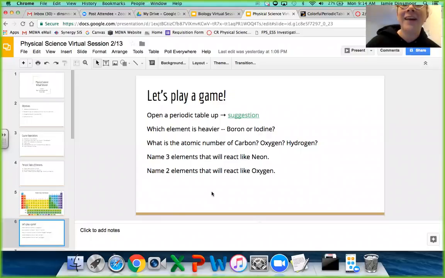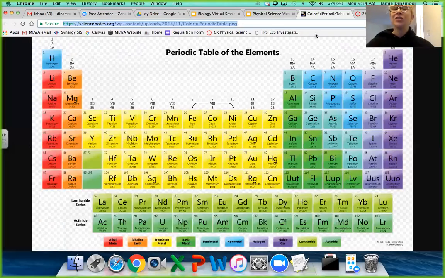And then the last question, name 2 elements that will react like oxygen. So we already know where oxygen is. So naming two elements that react like oxygen, anything in this column you could put here. So sulfur, selenium, tellurium, or polonium.